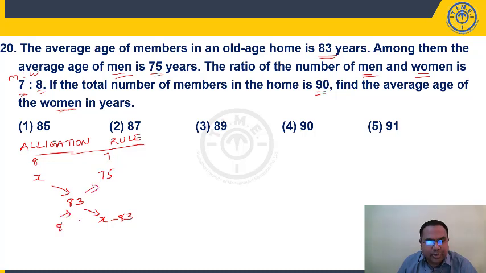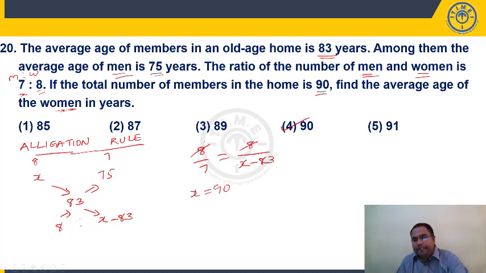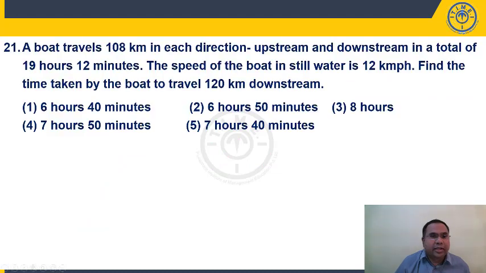We know that these two are always mixed in this ratio. So 8 upon 7 is 8 by X minus 83. So X minus 83 is 7. X is equal to 90. Option 4. Right? Question number 21, students.